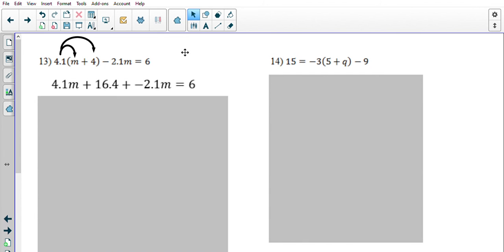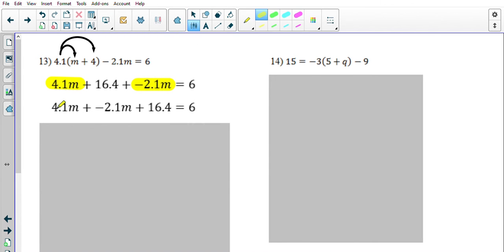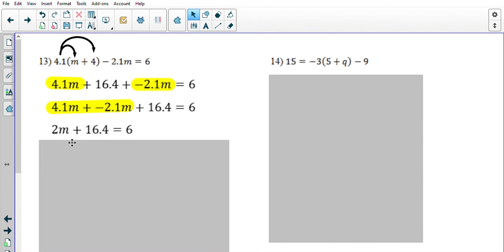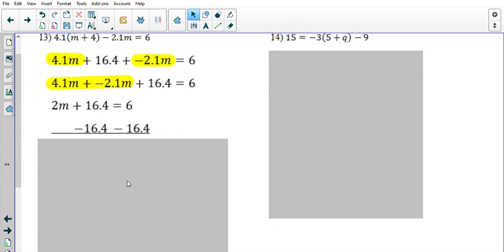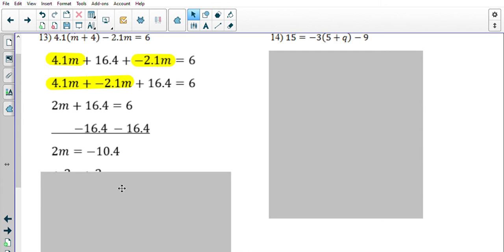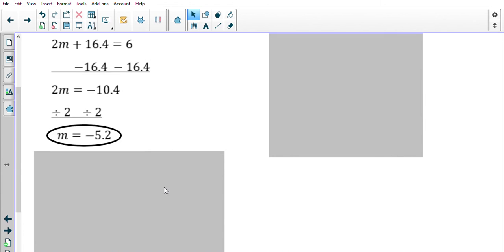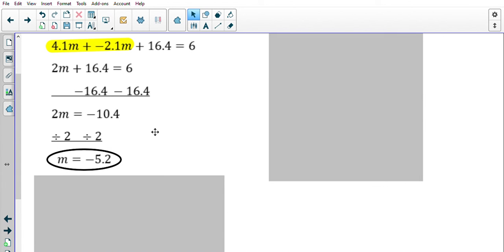Now, put your like terms side by side. Keep in mind the 4.1m and the negative 2.1m are like terms. So I put them side by side right here. 4.1 plus negative 2.1 is 2m. So I have 2m plus 16.4 equals 6. Now it's a two-step equation. Subtract 16.4 from both sides. You're going to get 2m equals negative 10.4. Now divide both sides by 2. We will get a final solution of m equals negative 5.2. So we'll give you a moment to copy that down.